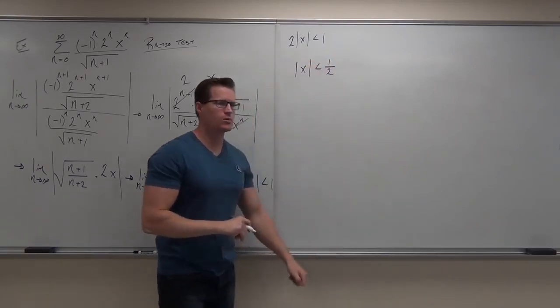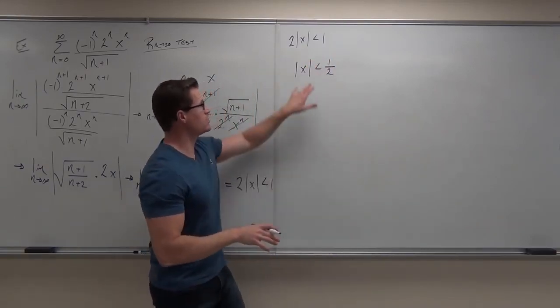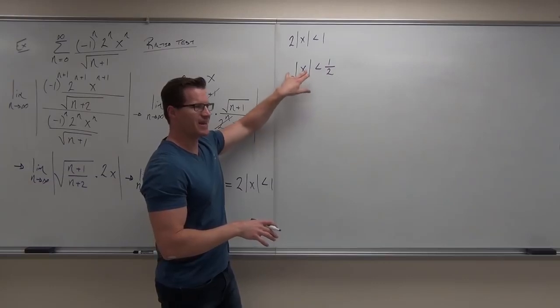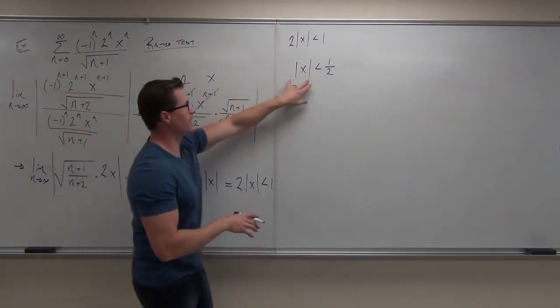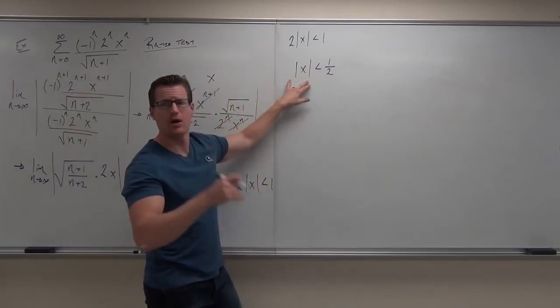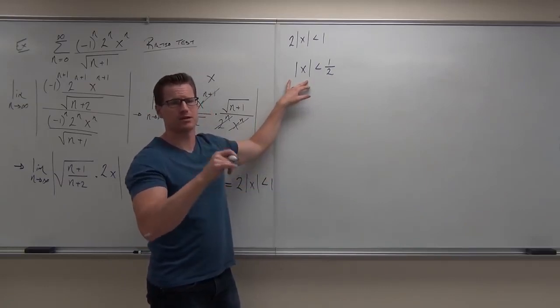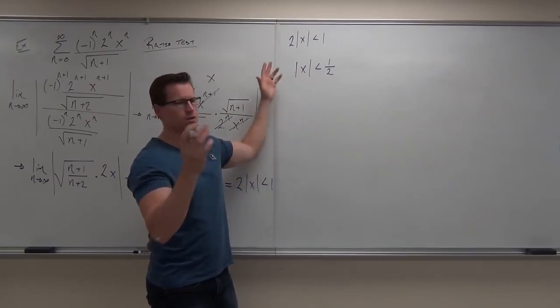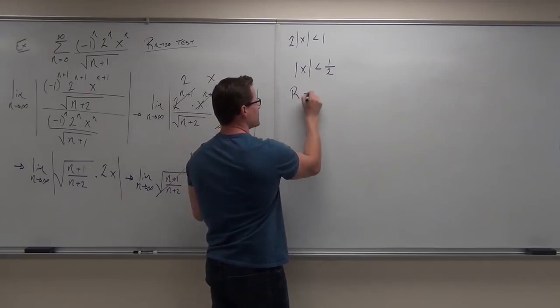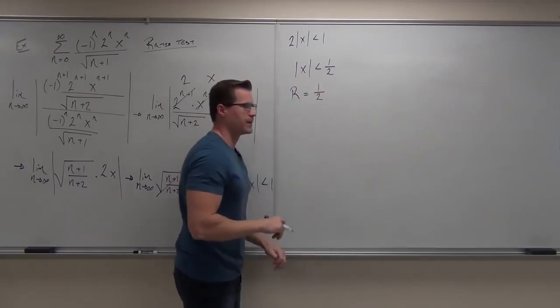So if I divide by 2 on both sides, as soon as you isolate that, you go, oh, cool, look at that. This is what's being raised to my nth power. It's isolated, it's inside my absolute value. Right now, you should be able to tell me the radius of convergence. What is it? Very good. So this right here says the radius of convergence is 1/2.